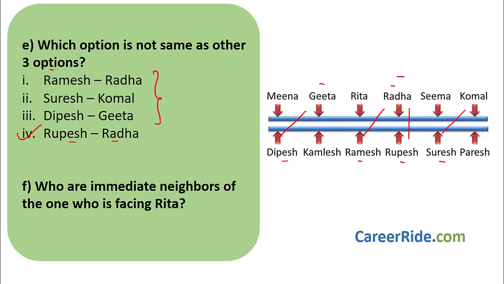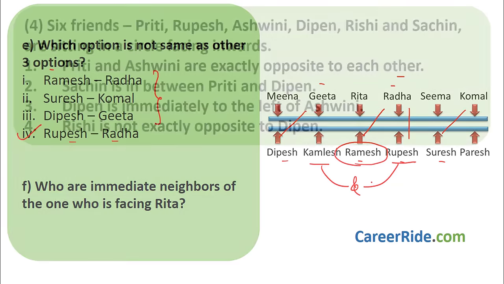Okay? Who are immediate neighbors of the one who is facing Rita? Who is facing Rita? Ramesh. Ramesh is facing Rita. Who are immediate neighbors of Ramesh? Kamlesh and Rupesh. This is the answer. See how easy it is with the diagram. Let's move on to the next sum.